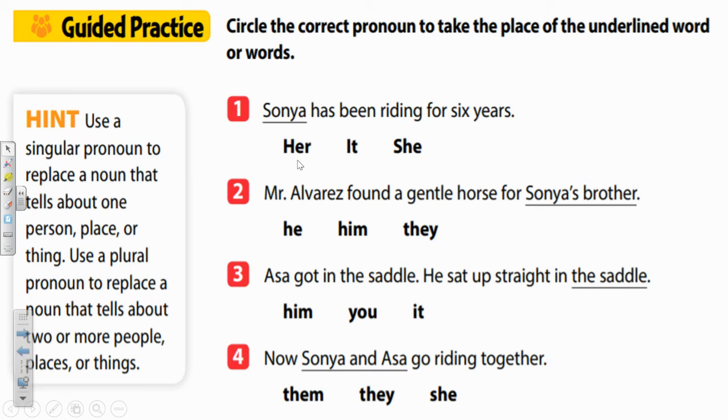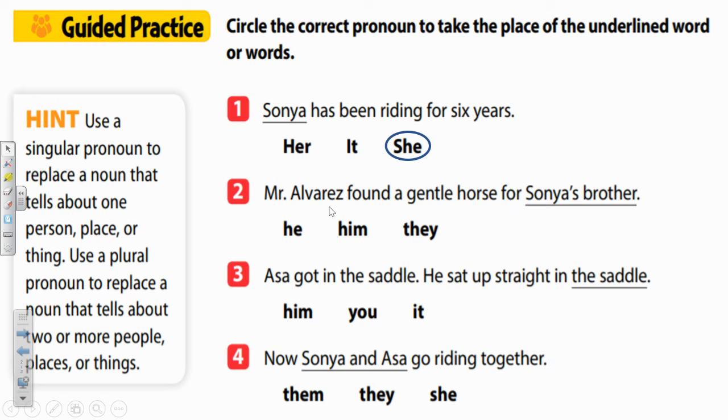Should we say her has been riding for 6 years? It has been riding for 6 years, or she has been riding for 6 years. Hopefully you realize Sonia is our subject, so we need a subject pronoun, she. Number 2, Mr. Alvarez found a gentle horse for Sonia's brother. This time, this is the object. It's following that word for.